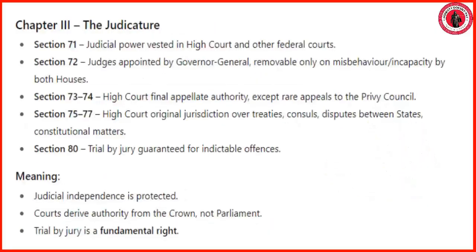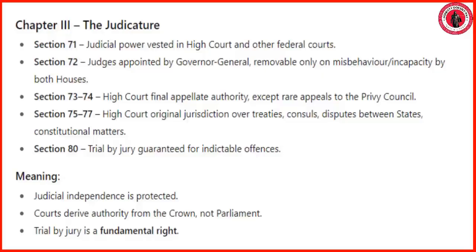Chapter 3, the Judicature. Section 71, judicial power vested in High Court and other federal courts. Section 72, judges appointed by Governor-General, removable only on misbehaviour or incapacity by both houses. Sections 73-74, High Court final appellate authority, except rare appeals to the Privy Council. Sections 75-77, High Court original jurisdiction over treaties, consuls, disputes between states, constitutional matters.